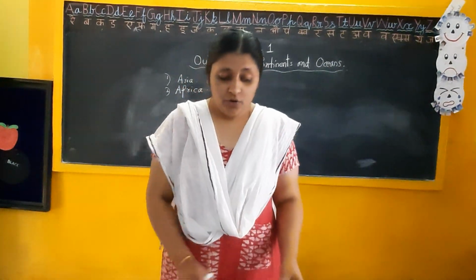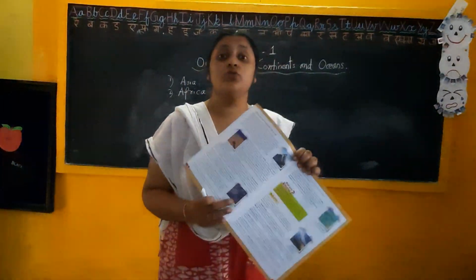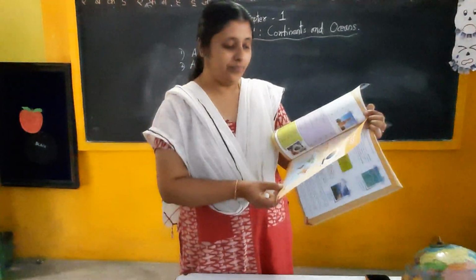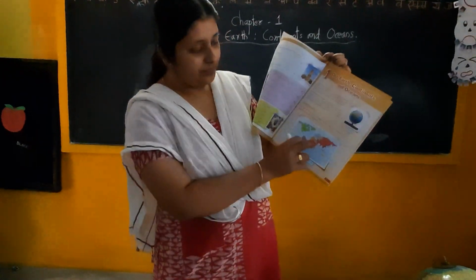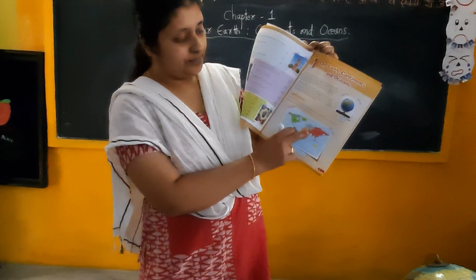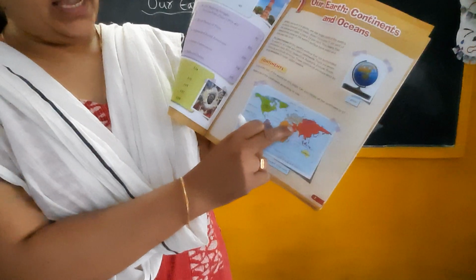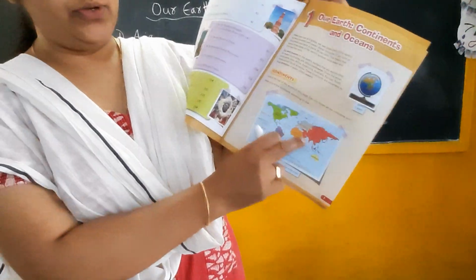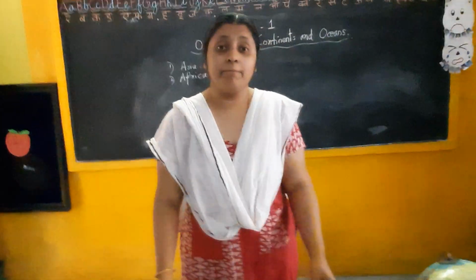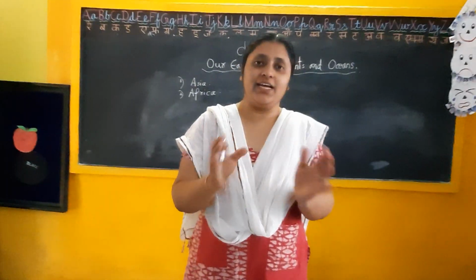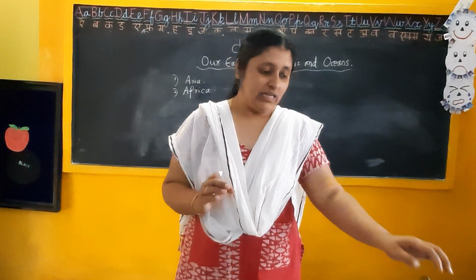And then one more important thing is the Suez Canal. The picture is given here in your book. Now what is this Suez Canal? It is situated here, at this point, the connecting point of Asia and Africa. Here it is, the Suez Canal. It is a man-made thing. It is a canal. It is not a natural thing. It is situated in Egypt.